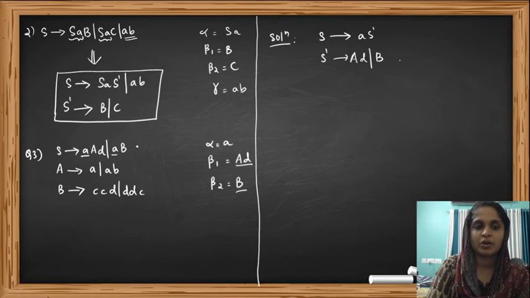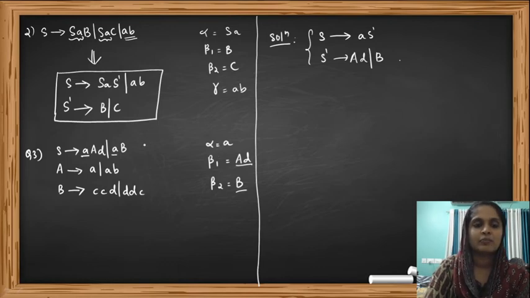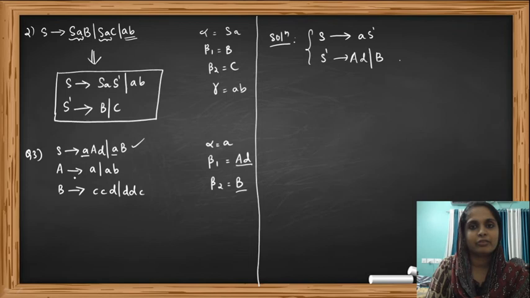So the first production S produces AAD bar AB. This first production can be converted to these two productions, right? So the first production is finished. Now let's check if there is any left factor in the second production. Let's consider the second production.